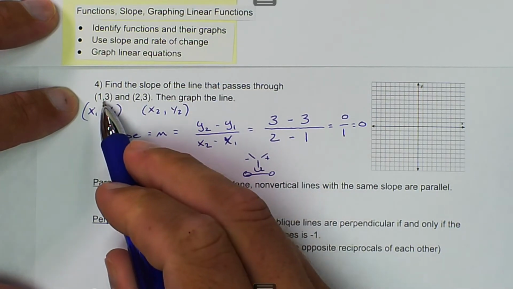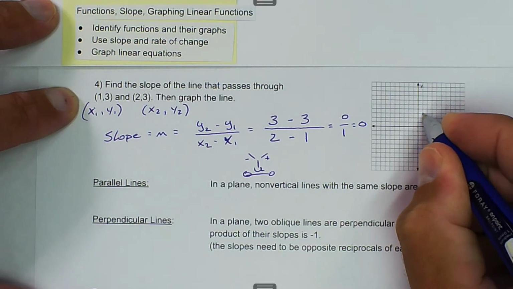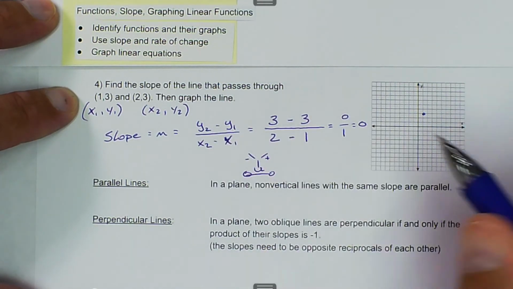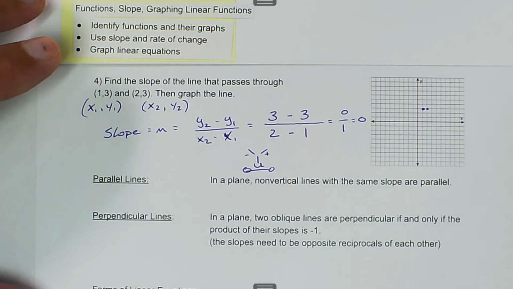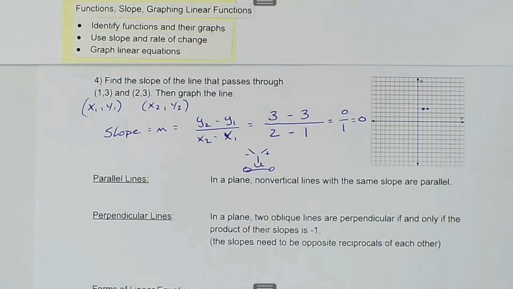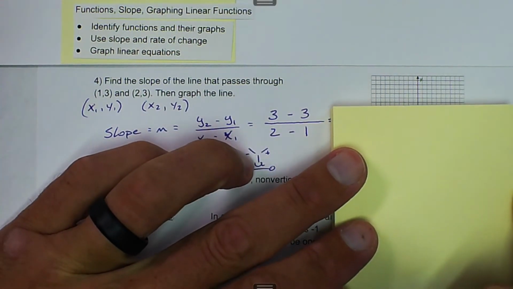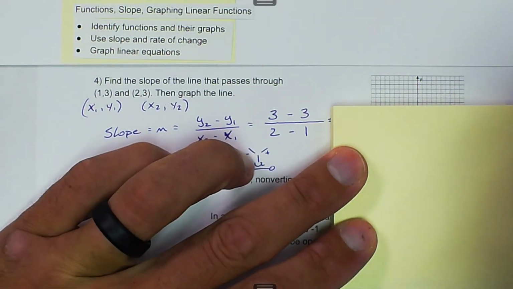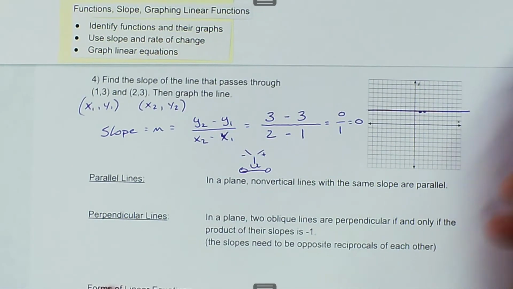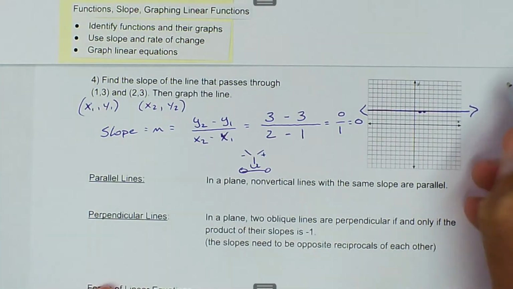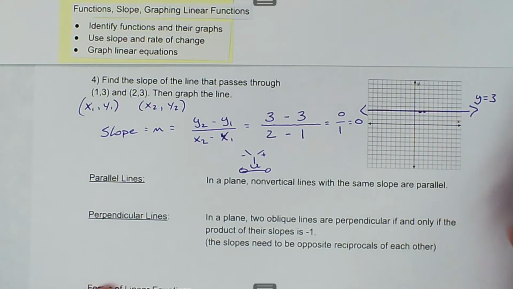If I plot these two points, 1, 3, I go over 1, up 3, 1, 2, 3, and the other one is 2, 3, go over 2, up 3. Then we can draw the straight line that goes between those points. Use a straight edge. I have my paper notepad here for a straight edge. Draw the straight line, and that is the equation y is equal to 3.